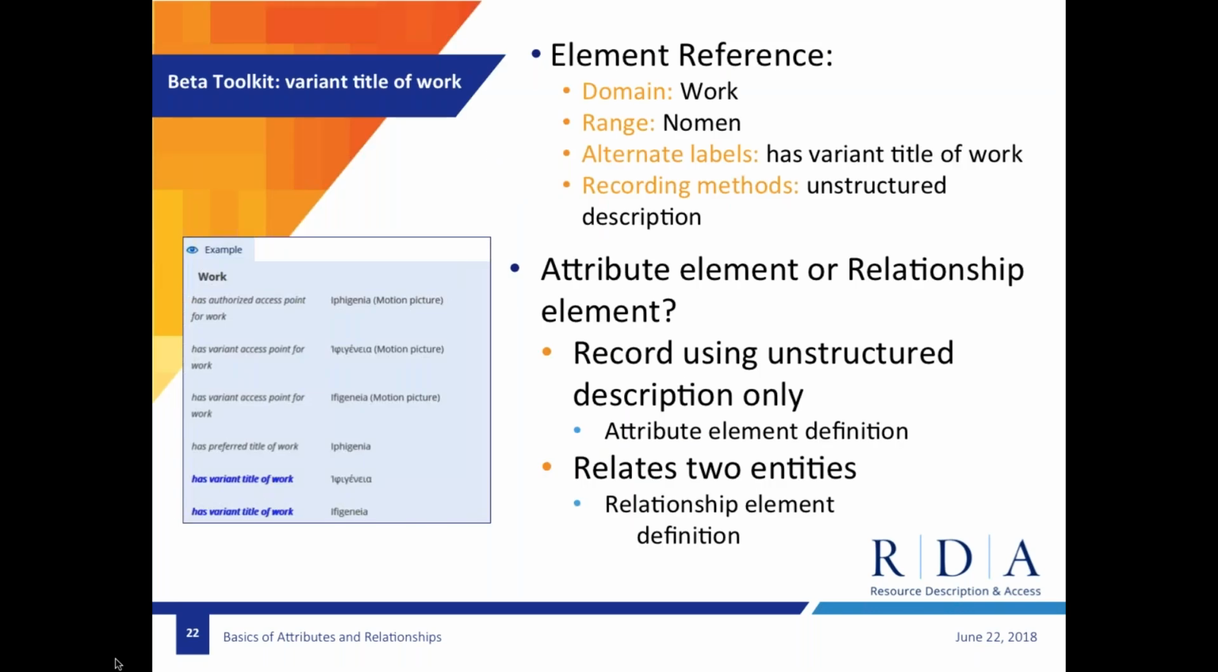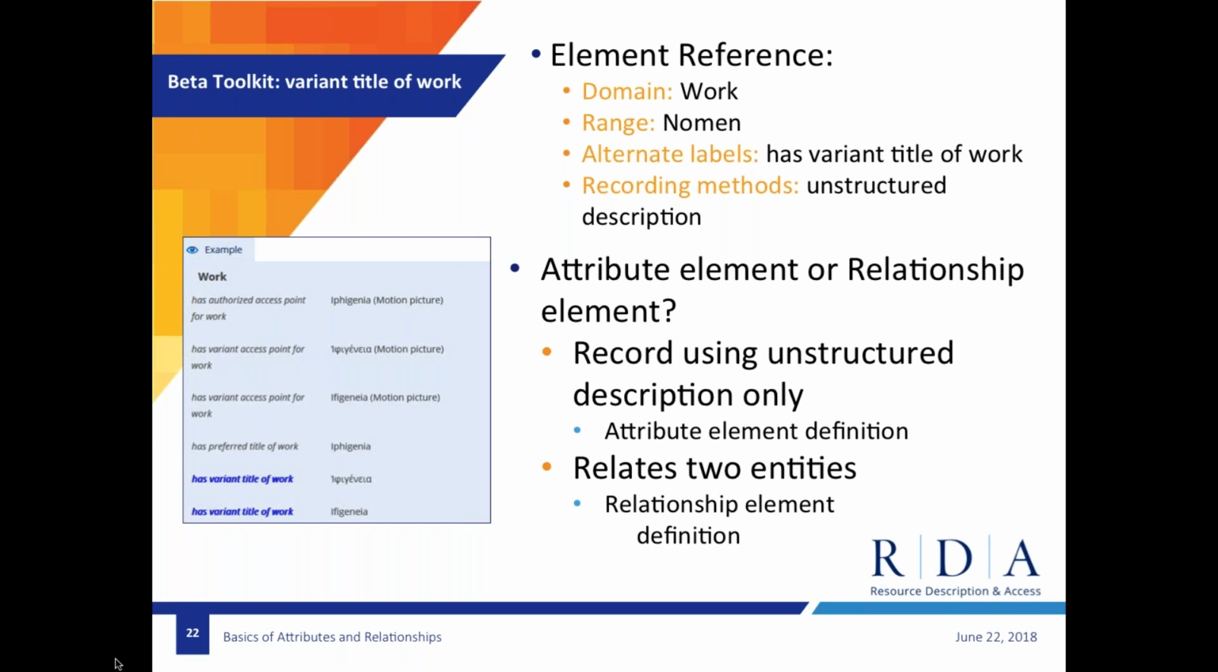In the beta toolkit, it has a domain of work. And here's how I know this is a relationship element. It has a range of nomen. And nomen is kind of a weird entity. It's one that we have trouble understanding, but yes, it's names and titles, basically.